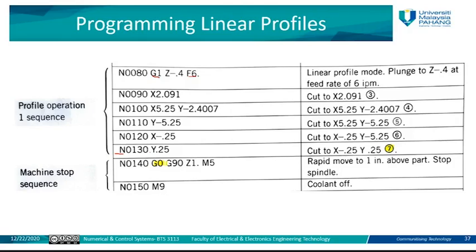Go fast with the absolute coordinate to Z1 and M5. So we need to take the spindle up at point number 7. The spindle will go up and stop the cutting process. That means it will go away from the workpiece here. Then coolant off, because we are going to use another tool here. Now we have already finished the first operation, which is the cutting. So now we are going to apply the drilling tool.